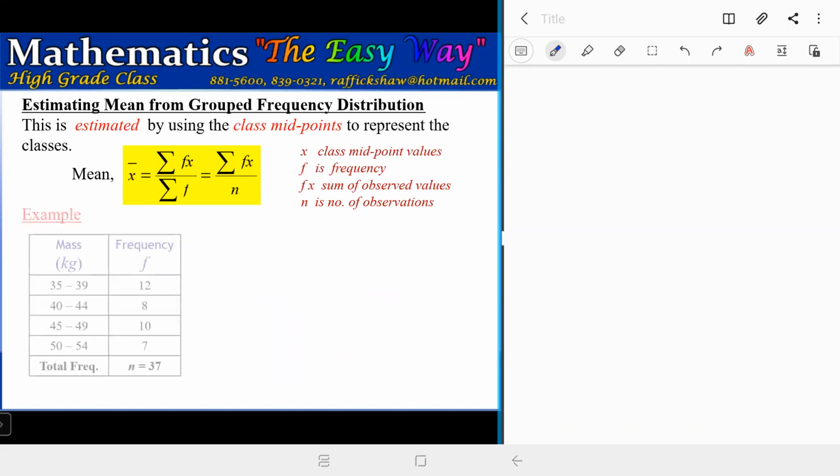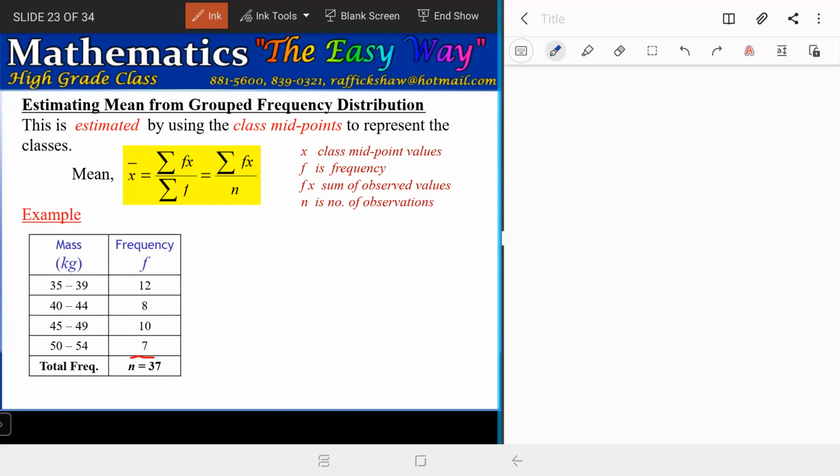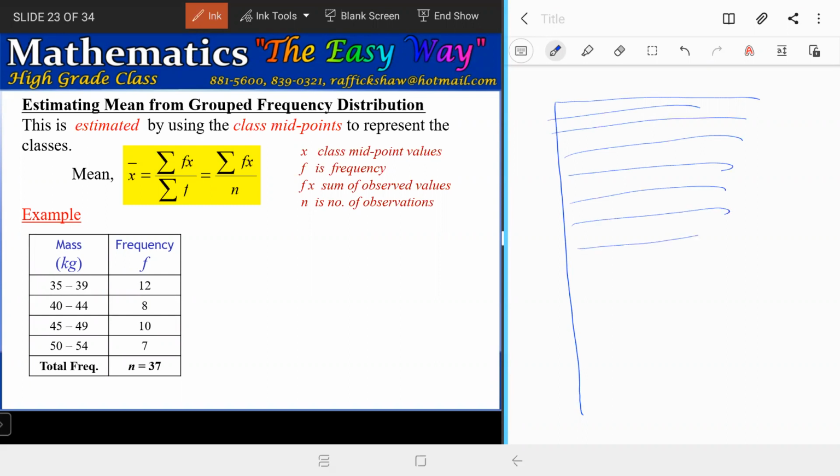So they give us this data right here. These are the masses of some balls. They took 37 balls, and they measured the mass of the 37 balls, and they get various masses. If they were to list the mass of each ball in a table, they will get a table that is 37 rows long, a long table. If they were to list them, 35, 36, 37, 38, these are the masses. And they want to put the frequency, how many balls measure these masses, and you're going to go all the way down to 54 kilograms.